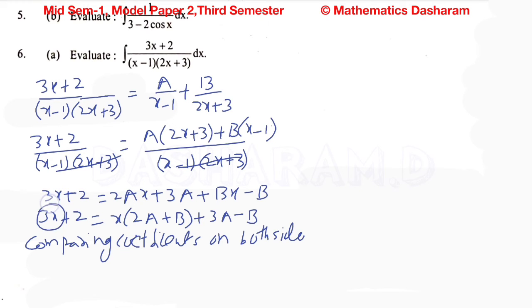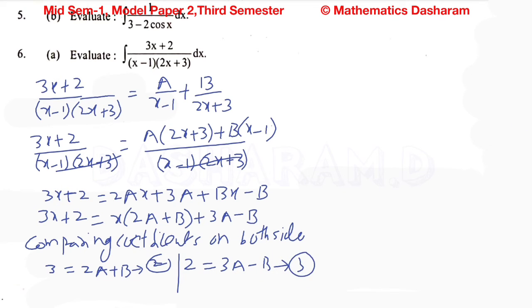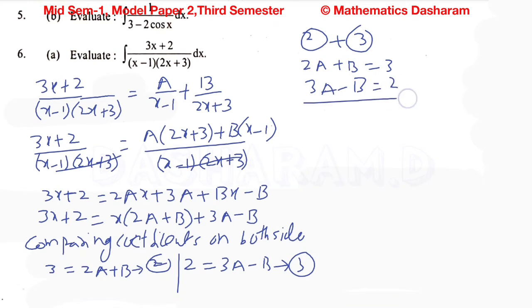So left side x coefficient is 3, right side x coefficient 2a plus b, take it as equation number 2. Next, left side constant 2, right side constant 3a minus b, equation number 3. So now add equation number 2 and equation number 3. So 2a plus b equals 3, 3a minus b equals 2, plus b minus b cancel, 2a plus 3a is 5a, 3 plus 2 is 5, then a equals 1.